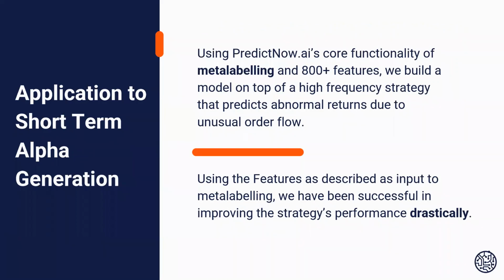So as Predict Now offers, the core functionality of Predict Now is meta labeling. That is predicting the probability of profit. Now this requires your strategy's backtested performance, but along with that, you need features. And to understand the strength of the features that we described above, we need to apply this to a strategy using meta labeling. The strategy that we are using for this example is a high frequency strategy, which tries to predict the abnormal returns due to abnormal order flow. Using these features, we create a model on top of that strategy. And the secondary model, which is essentially the meta labeling model, helps us filter out low probability trades. Now we'll discuss details of the strategies. Next slide, please.